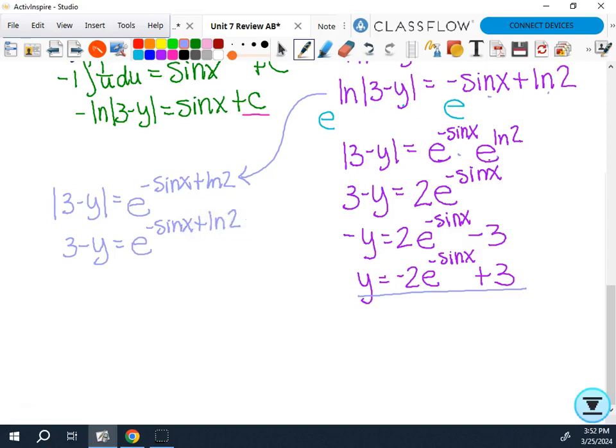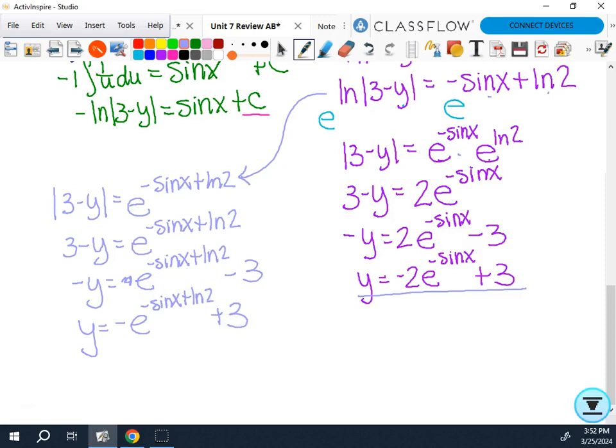Subtract 3. Negative y is equal to negative e to the negative sine x power plus the natural log of 2, and then minus 3 down here. Multiply through by a negative. Y is equal to, oh, I shouldn't have done that yet. Y is equal to negative e to the negative sine x plus the natural log of 2, plus 3.